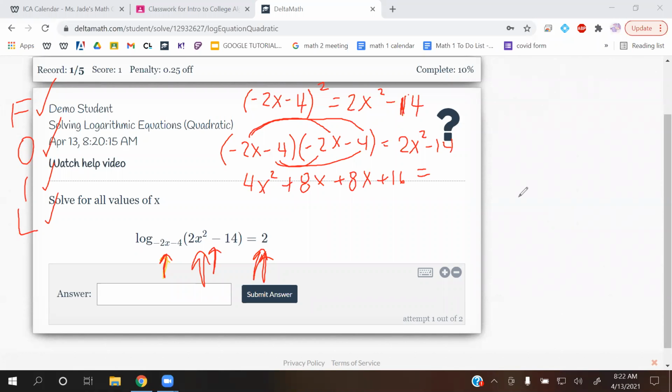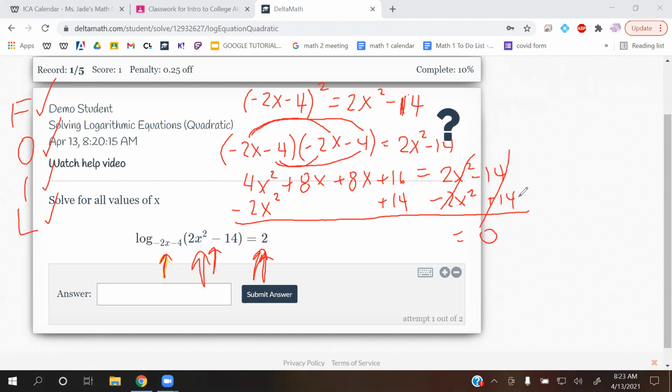And then we have that is equal to 2x squared minus 14. Okay, so all we did here was rewrite the log as an exponential. That was our first step. Then expand and then FOIL. Once we're done with this part, we just want to bring everything to one side. So I'm going to just subtract 2x squared on both sides. And then I'm going to add 14 to both sides. That way, this can cancel, that can cancel. It will be equal to 0.